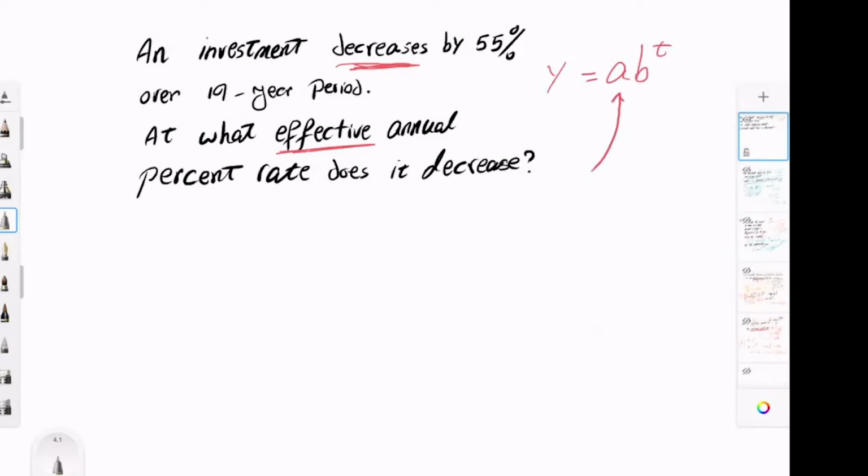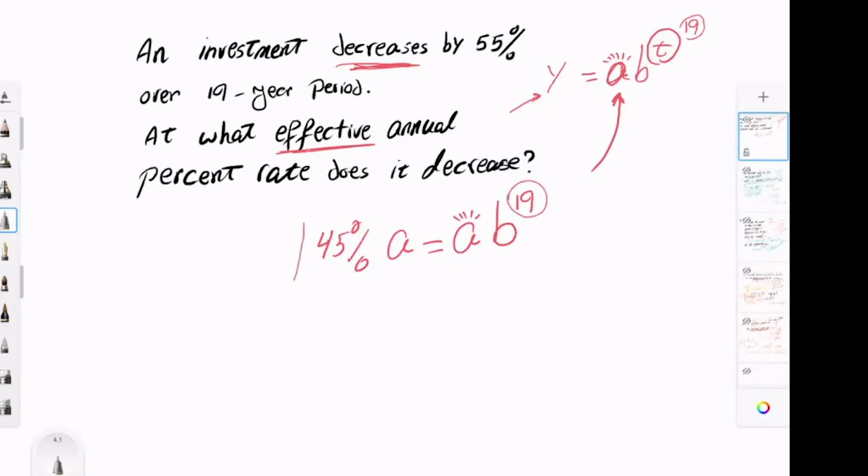This initial value here, if I put 19 for the years, this initial value A after 19 years decreases 55%. So after 19 years, we're going to have 0.45 or 45% of A equal to A B to the power 19. In the previous example, I used P naught, I put P naught at the bottom, but now I use A. I know if this is initial, again, after 19 years, we're going to have 45% of A.